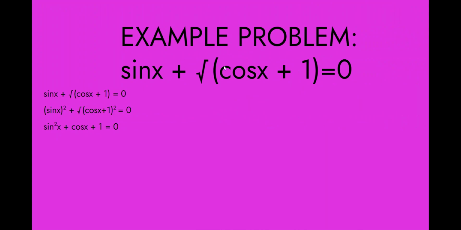Now we can work on an example problem: sine x plus the square root of cosine x plus 1 equals 0. We're going to have to solve this so that we can find an angle that will make this equal 0. So we start off with the equation here, and we're going to square both sides to get rid of the square root. That will give us sine squared of x plus cosine x plus 1 equals 0.